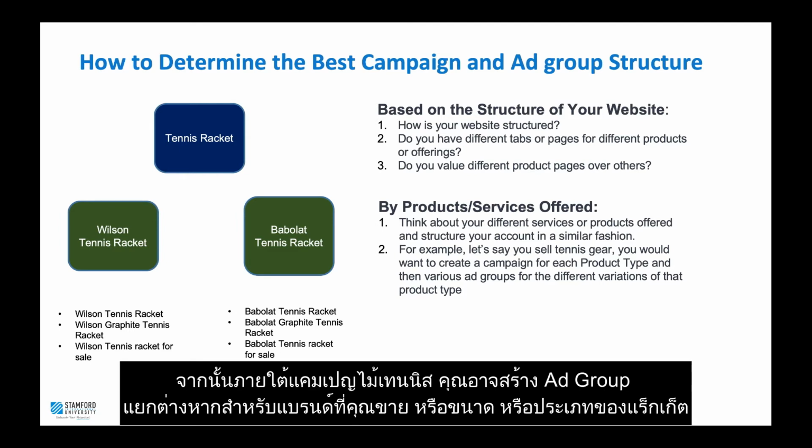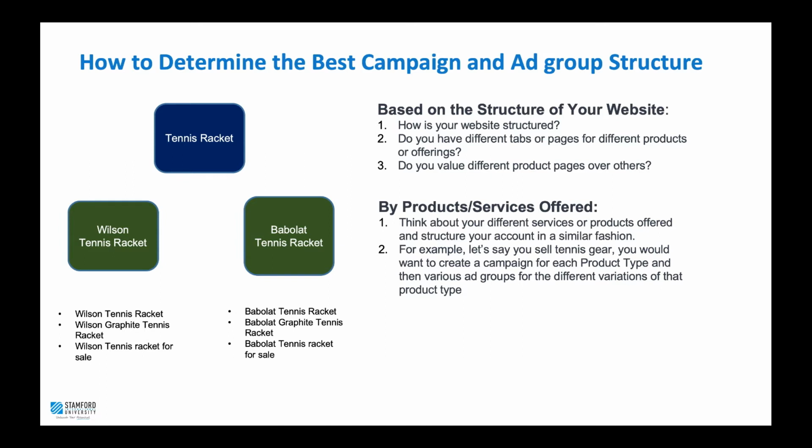Then under the tennis racket campaign, you might create separate ad groups for the different brands that you would sell, or the gender of the tennis racket, etc. So you can see here you have tennis racket at the campaign level, and then at the ad group level, you have Wilson, Babolat. And then these are the keywords underneath. You can see they are related to that ad group. So Wilson will have Wilson in it, Babolat will have Babolat.